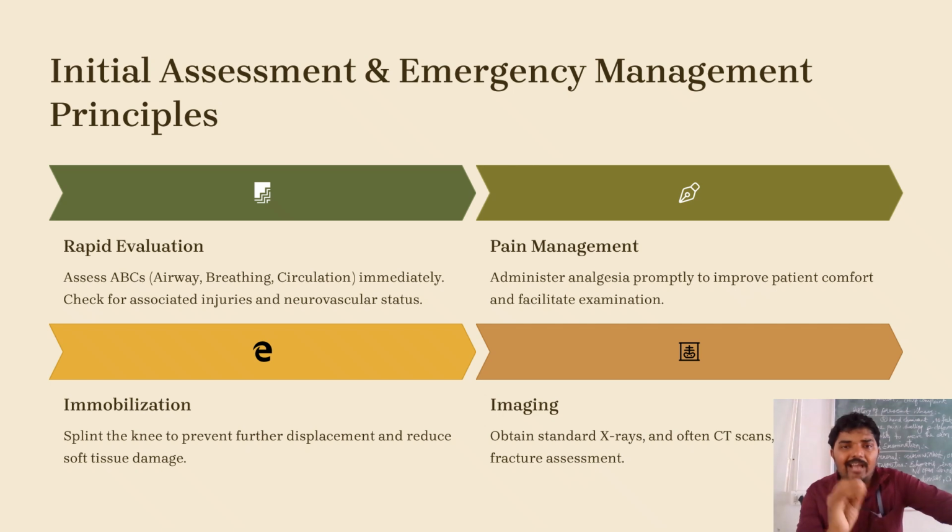Then we'll go for initial assessment and emergency management principles. First, rapid evaluation. First assess the ABC. What are the ABC? A means airway, B means breathing, and C means circulation. That is an emergency procedure in the trauma department.